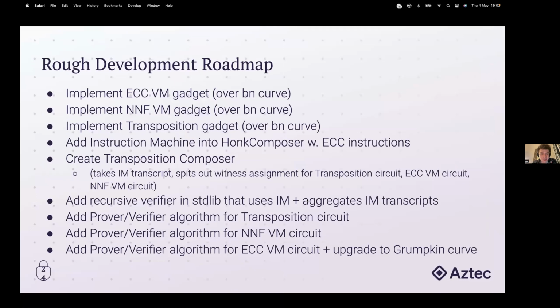Oh, this was an internal talk to my team. So this is an internal development roadmap, but hey, I'll share it with you guys as well. So yeah, this is basically how we're planning on tackling it. Implement the VMs first, and then add this concept of an instruction machine into our circuit builder code, and then use these VMs that we will build in our recursion code. Instead of actually brute forcing the elliptic curve operations, the recursive verifier circuit will just use this transposition composer to build up an instruction machine transcript.